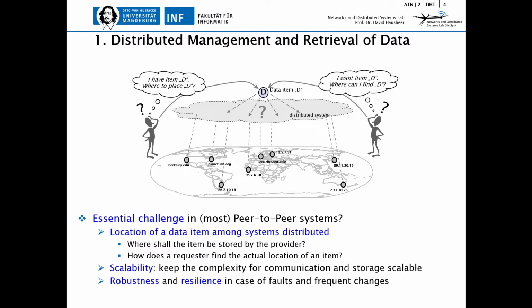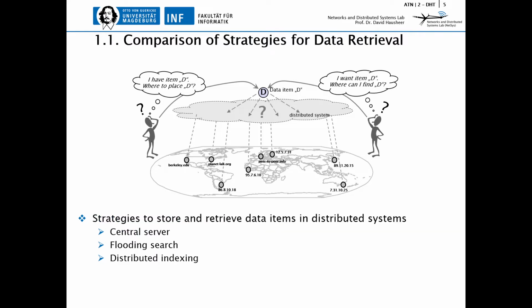So the underlying issue is where these data items can be stored so that they can be easily found. Of course, this has to happen with scalability in mind, so the complexity for both communication and storage of these items needs to be kept in a scalable manner. And also robustness and resilience are essential here, especially in case of faults and changes of the underlying topology that may happen frequently. Now let's compare different strategies for how data retrieval can be done.